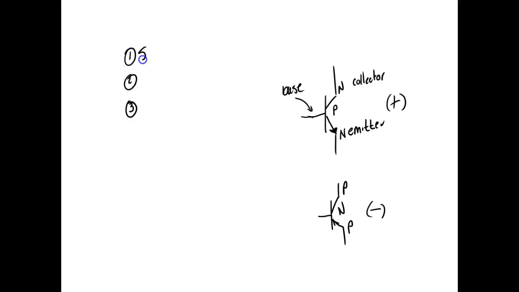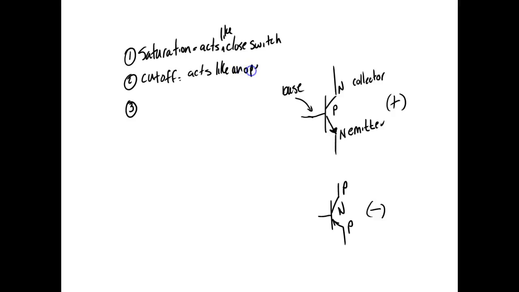We can operate it in saturation. In saturation, it acts like a closed switch. We can operate it in cutoff. Here it acts like an open switch. Or we can operate it in what we call the active region. Here is where it actually acts like a rheostat.